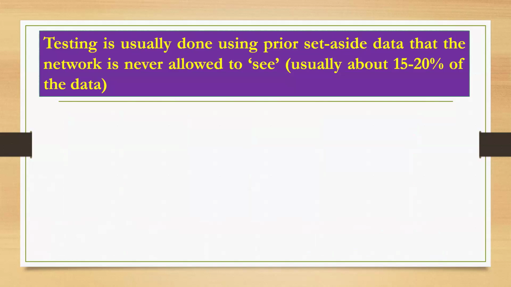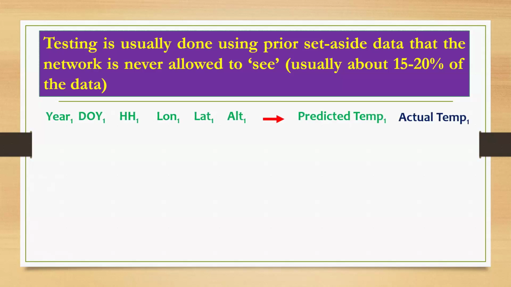So testing is usually done using prior set aside data. So we normally set aside about 15 or 20% of the data, which we use to test whatever the network has learned to see how good or bad it is. And what basically happens in testing is that this is hidden data that is hidden from the network. It doesn't see it. So we presume this data has not been collected. So now that it has finished learning, let's ask it. We know the actual temperature, but we don't tell the network.